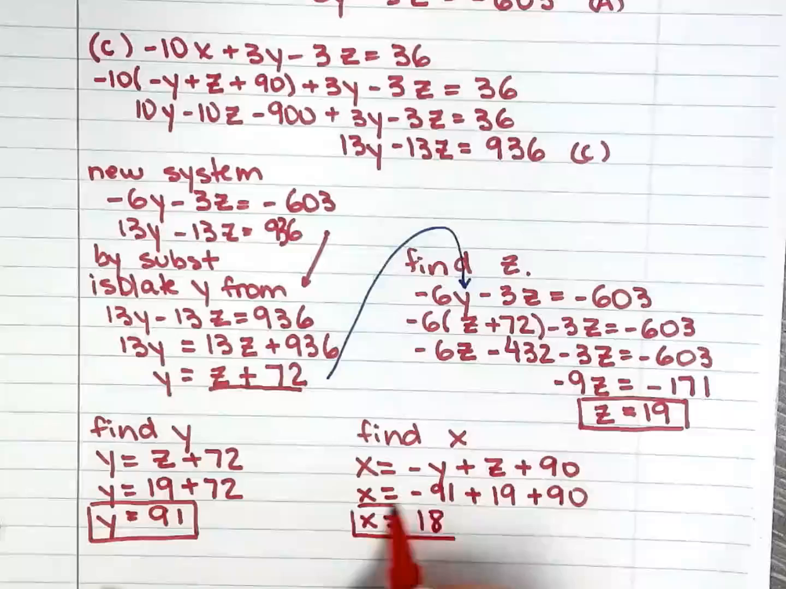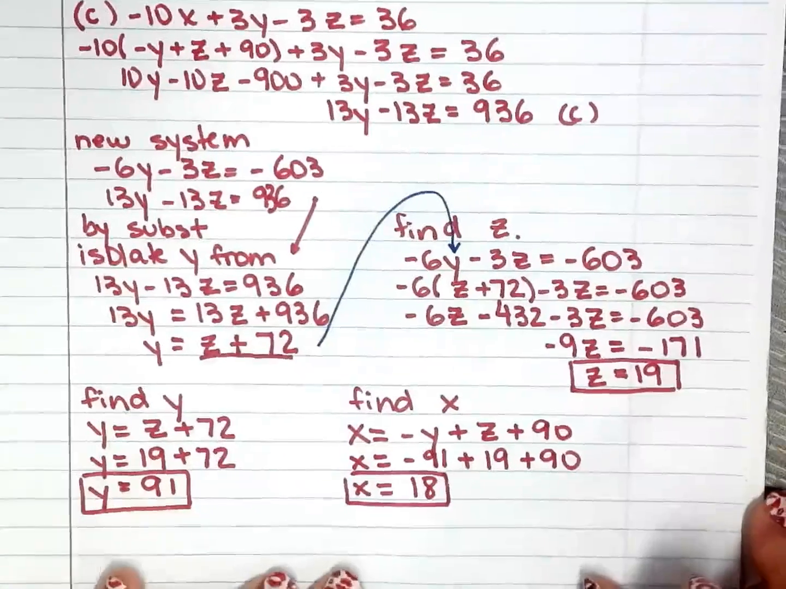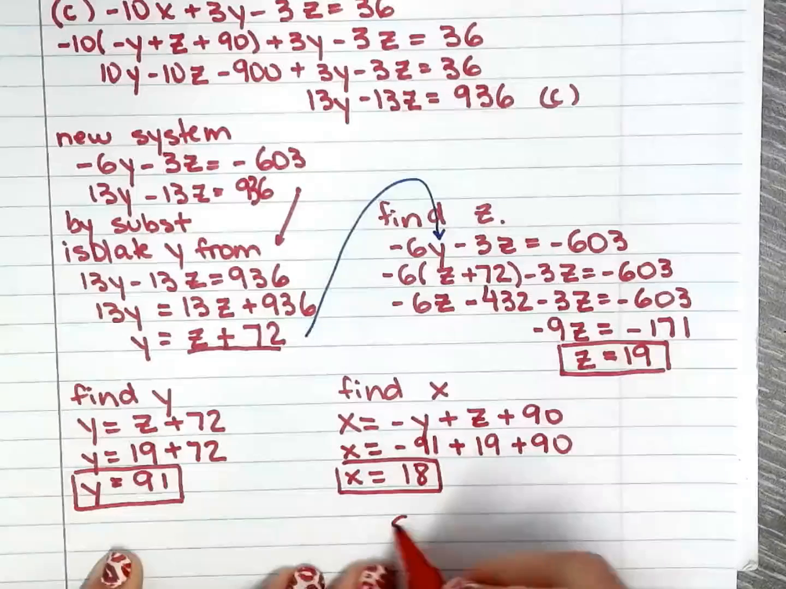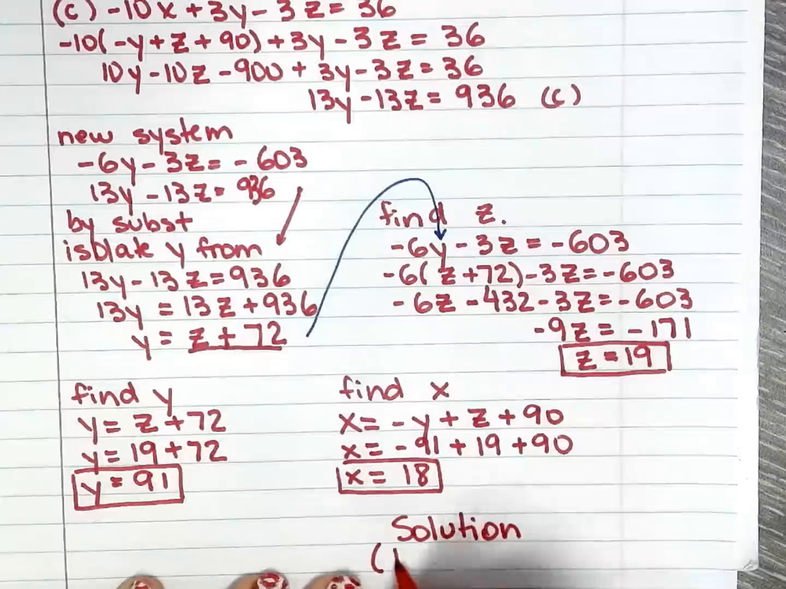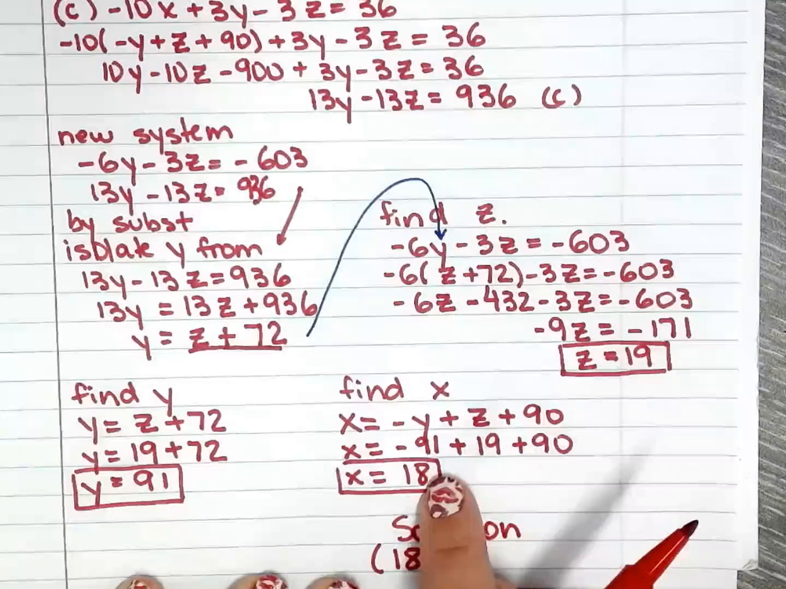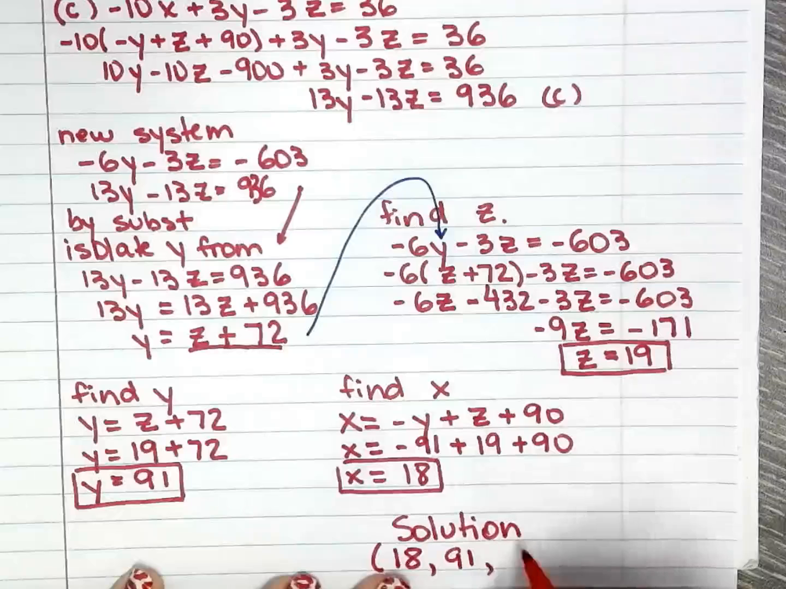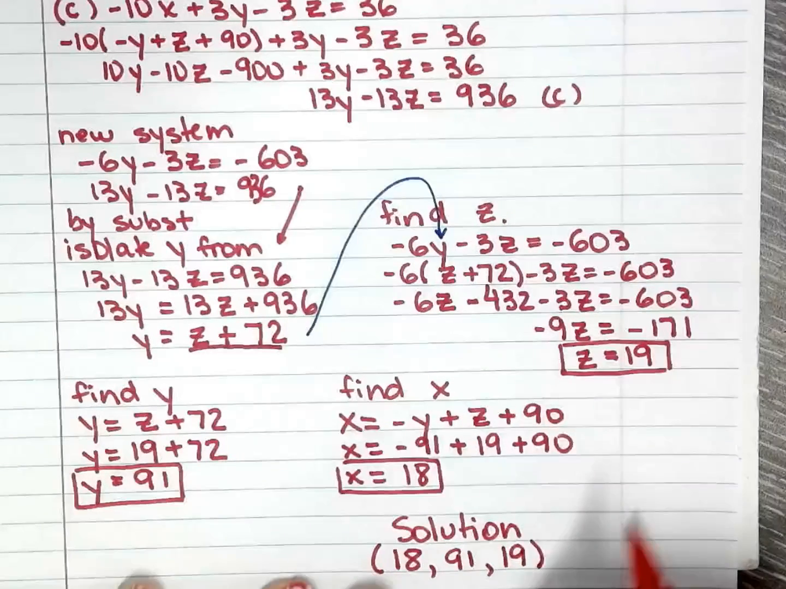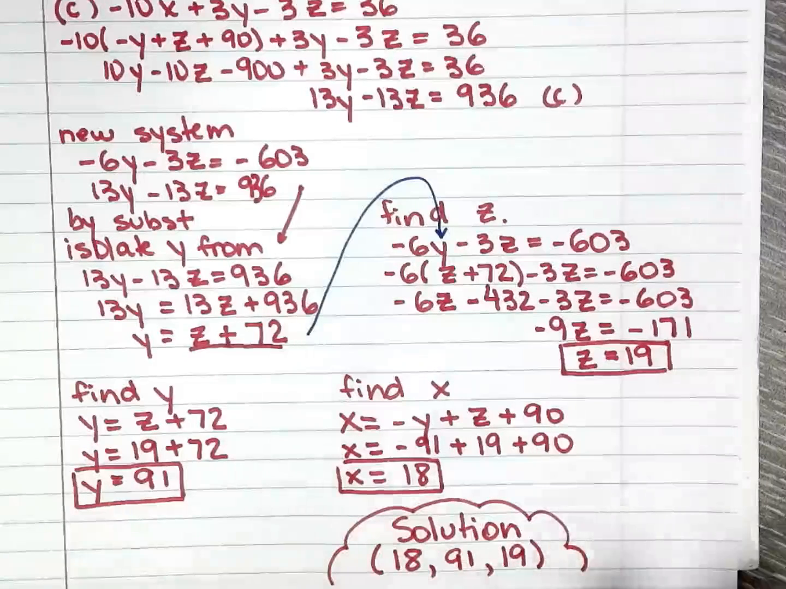This whole thing is not easy. Each question will take you about 5-10 minutes after you get the hang of it. But it's okay. You got this. So x is 18, y is 91, and z is 19. I believe in you guys. Keep working.